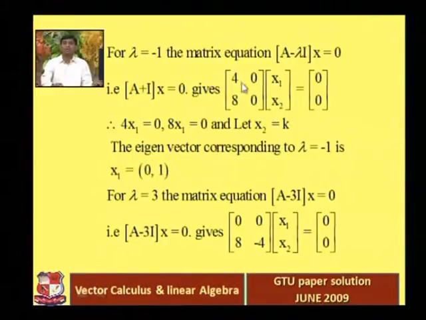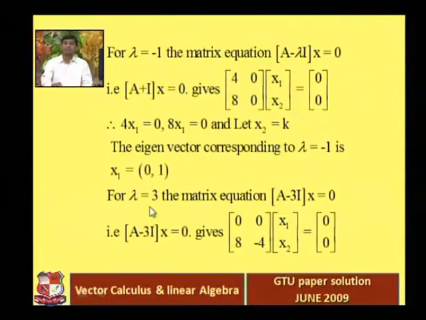So here is the matrix 4 0 8 0 times x1 x2 equal to 0 0. To solve these equations, 4x1 equal to 0, 8x1 equal to 0, but x2 is a free variable, right? So we take x2 equal to k, and the eigenvector corresponding to lambda equal to minus 1 is 0 1, correct? Because x1 is 0 and x2 is equal to k, so k will be common.